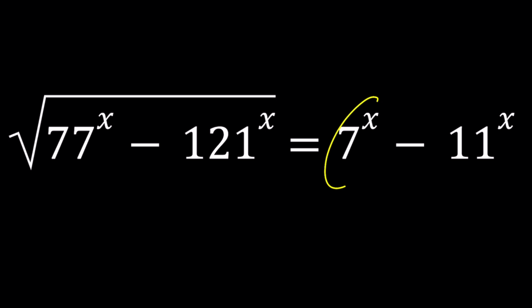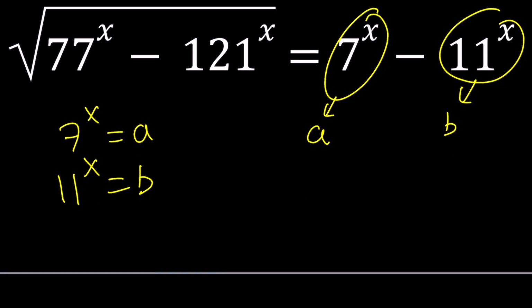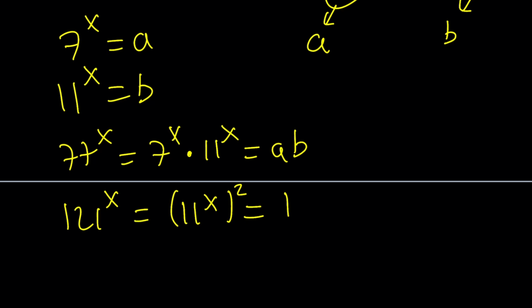So I'm going to call this 7 to the power x, a, and I want to call this b. So 7 to the power x equals a, and 11 to the power x equals b. And now we're going to be able to write everything in terms of a and b, and then simplify that expression. 77 is 7 times 11, so 77 to the power x is 7 to the x times 11 to the x by using properties of exponents. So this means it's going to be ab. And 121 to the x is basically 11 to the x squared, and that will be b squared.